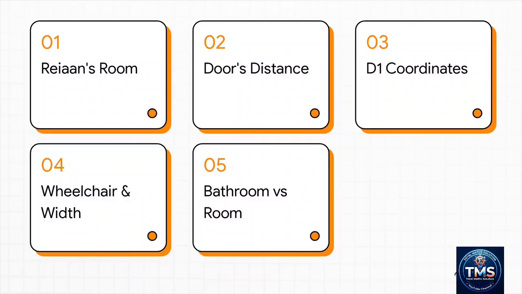Here's our game plan. We'll start by figuring out the layout of Rafine's room. Then, we'll knock out the 4 parts of the exercise one by one, finding the door's distance, grabbing the exact coordinates, checking for wheelchair accessibility, and finally, comparing the main room door to the bathroom door.